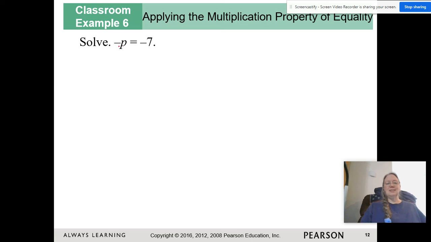Be careful with this one. This is a negative p. We do have to divide by negative 1 because our answer has to have a positive, not a negative.